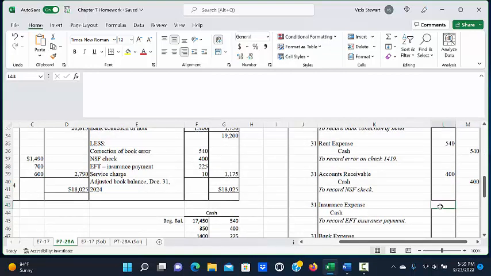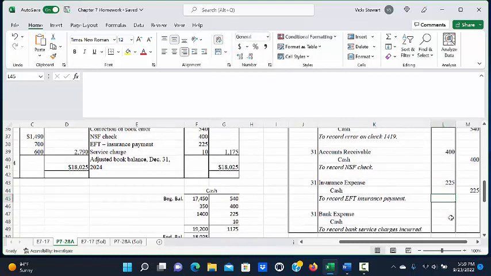Next, we're going to record the insurance expense that was taken out of our account. So we would debit insurance expense for $225 and credit cash for the same amount. And last, we're going to record the bank service charge. So we would debit bank expense for $10 and we would credit cash for the same amount.